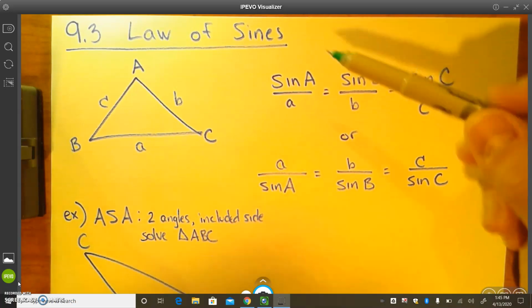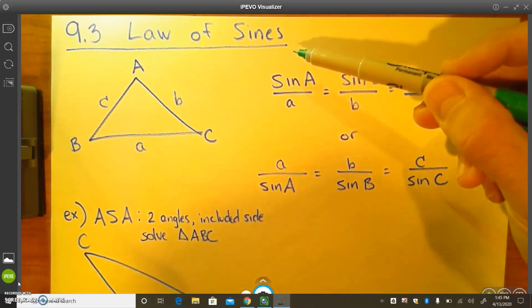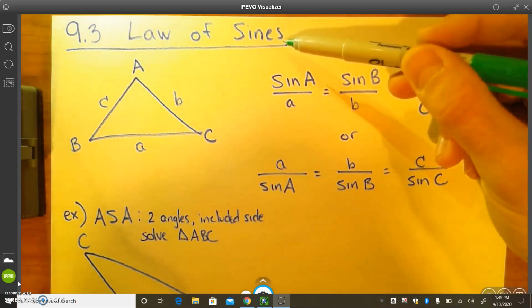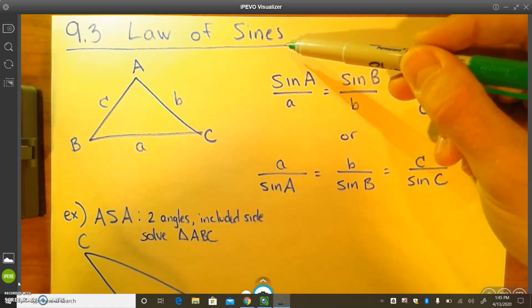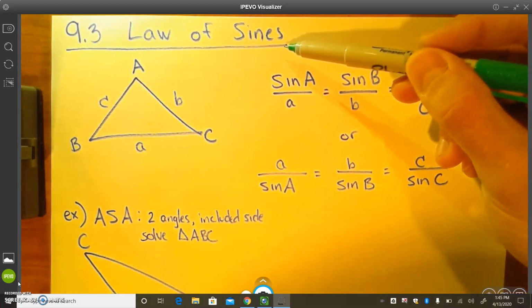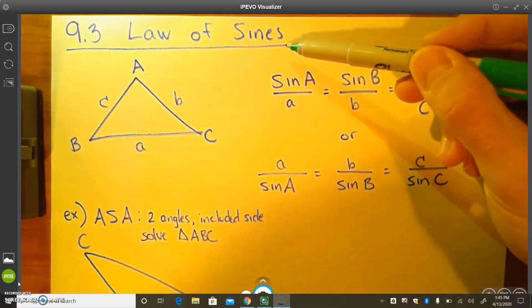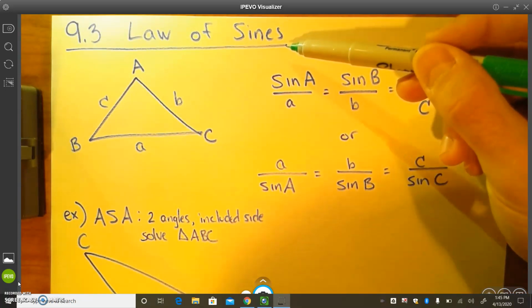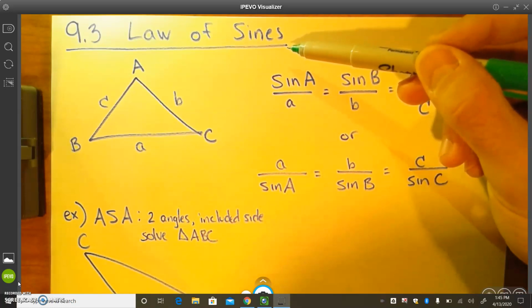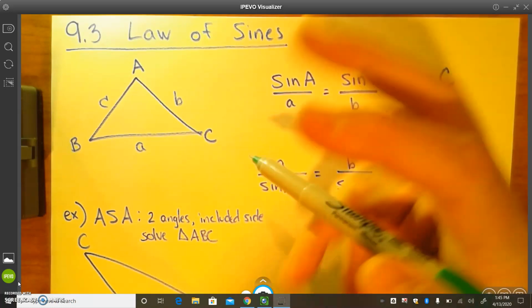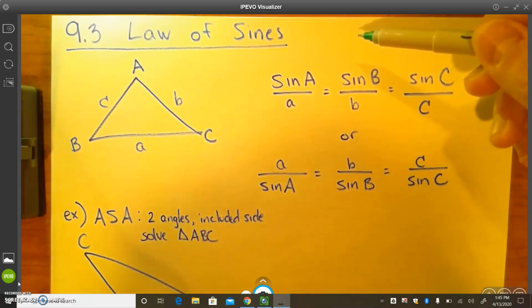So we are covering a very important formula today. It's called the law of sines. And for the rest of the chapter, essentially, we're going to be focusing on what's known as oblique triangles, which are triangles that don't have a right angle in them. So we're going to be dealing with some formulas and areas that aren't the standard from geometry.